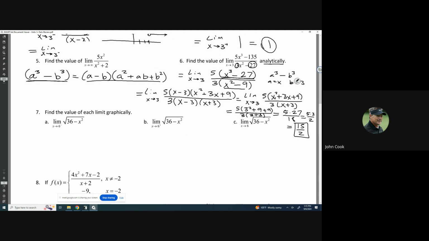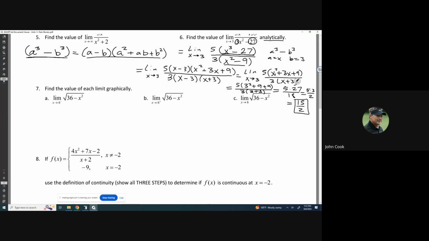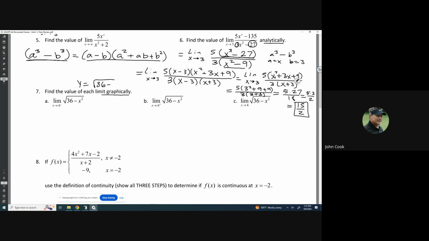There's number 6. Now we've got a couple of really quick ones, number 7 and number 8. Let's take a look at these. For number 7a, we've got the limit as x goes to 6 on the left-hand side of this graph. If you have your graphing calculator, it's telling you to find each limit graphically. So let's go ahead and do that. Here's what I would get if I graph this out. Let y equal the square root of 36 minus x squared on our graphing calculators, and let's see what it looks like.